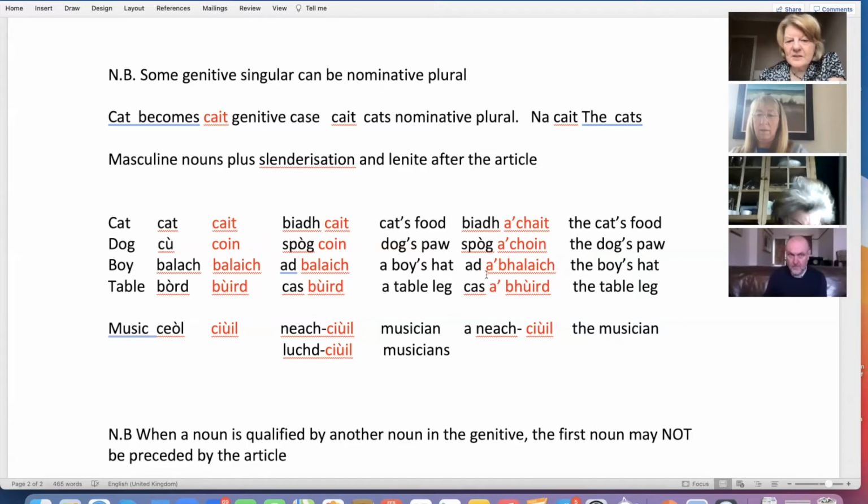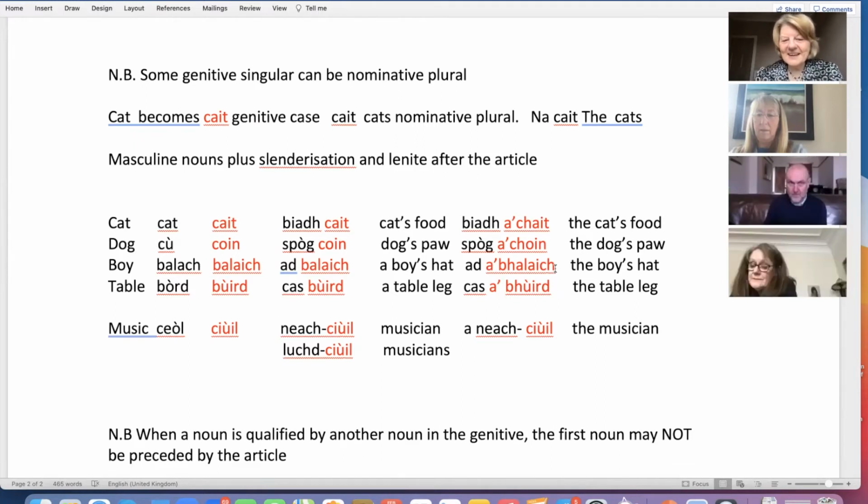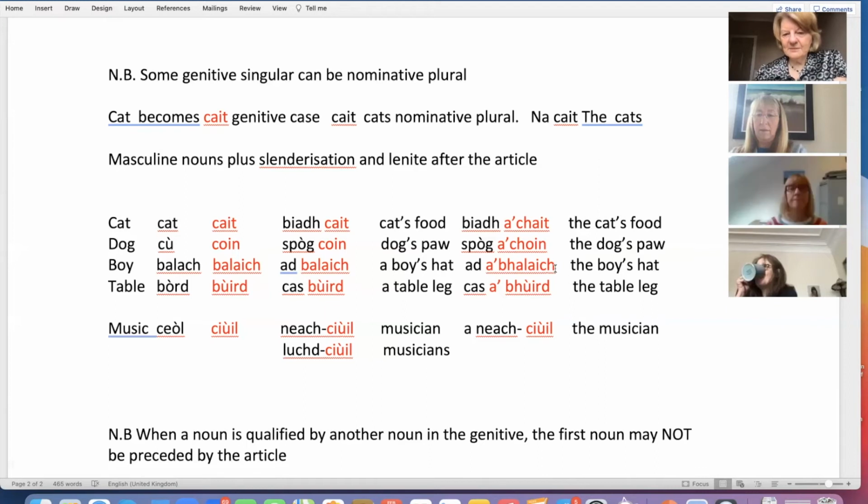See the D in the 'ad'. Make it like as if you're saying 'the'. At a' bhalaich. Say a softer D. Your D is too English. Say it as if you were saying 'the'. Ad, that's it. Perfect. Ad a' bhalaich. Well done.